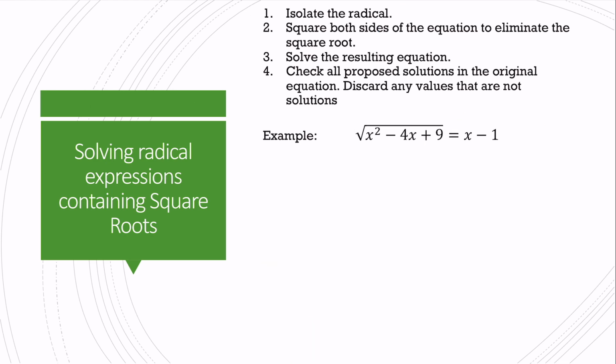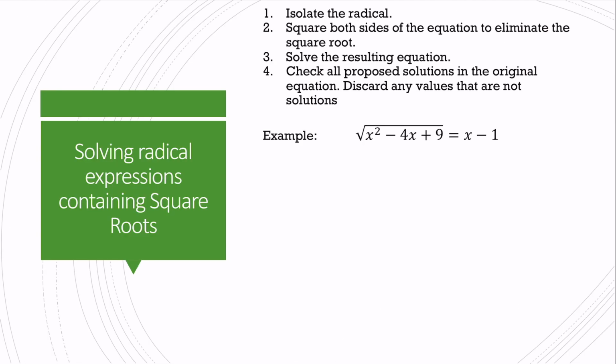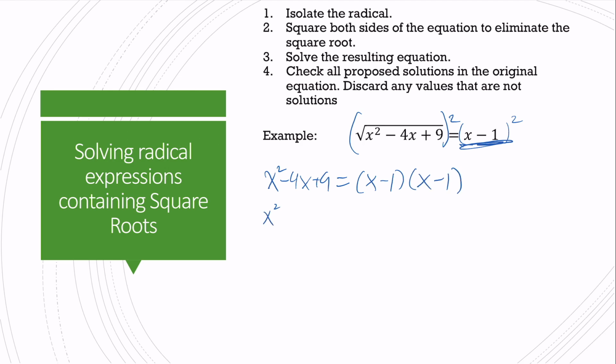Last, but certainly not least. Yes, this is indeed last. I'm going to take the square of both sides because my radical's already isolated. I have x squared minus 4x plus 9 equals x minus 1 squared. So I have x minus 1 times x minus 1. So I have x squared minus 4x plus 9 is x squared minus x plus 1.